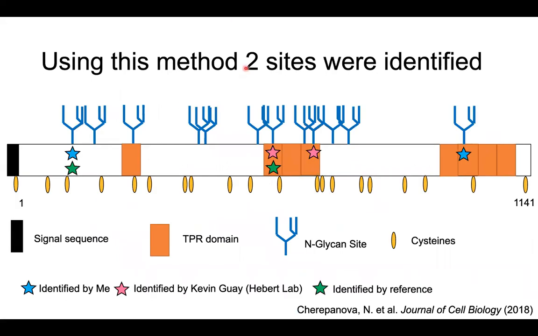Using this method, 2 sites were identified. This first one here and the second one here, which is interestingly enough within the TPR domain. A few other sites have been identified by other lab work within the lab and this glycoproteomics reference.